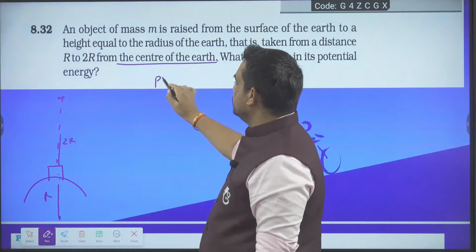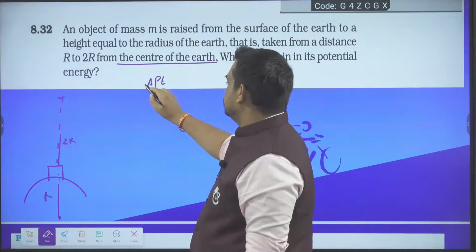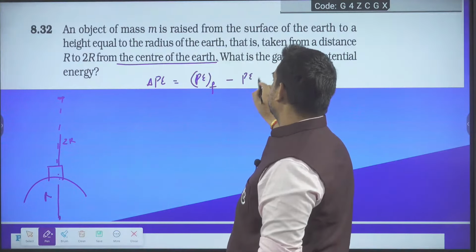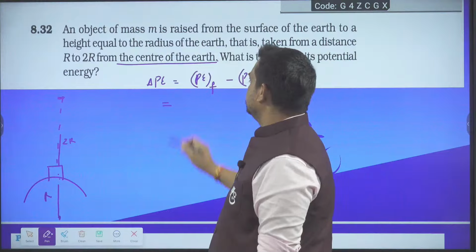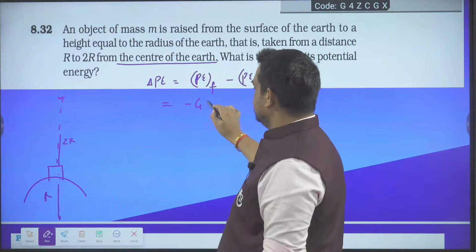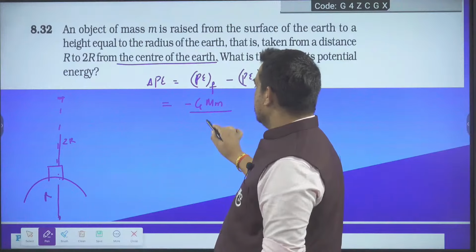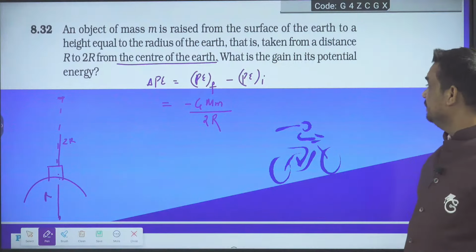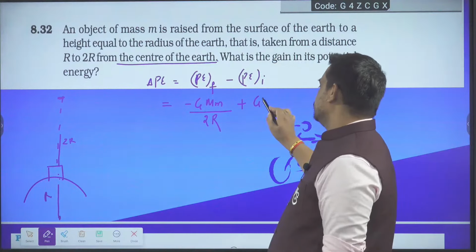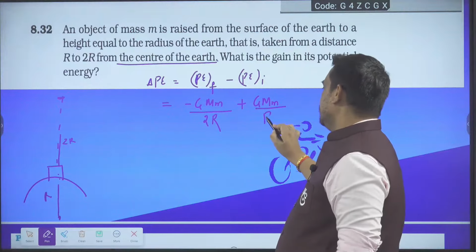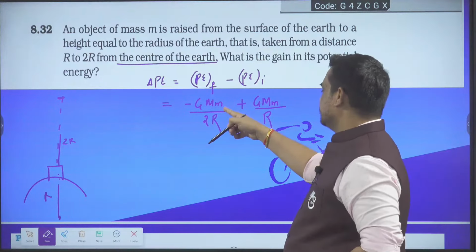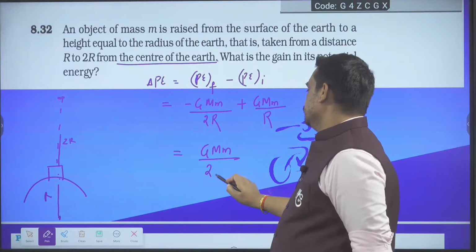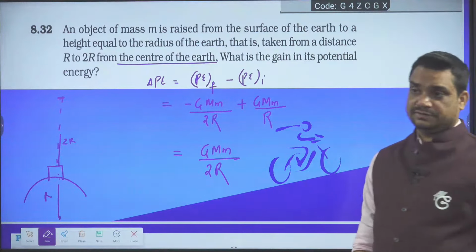So change in potential energy will be equal to potential energy final minus potential energy initial. Potential energy final is minus GMm divided by R, where R is actually 2R, because this is the direct distance given. Here we can write plus GMm divided by R. I can make the same base, so this becomes GMm by 2R. This is the answer.